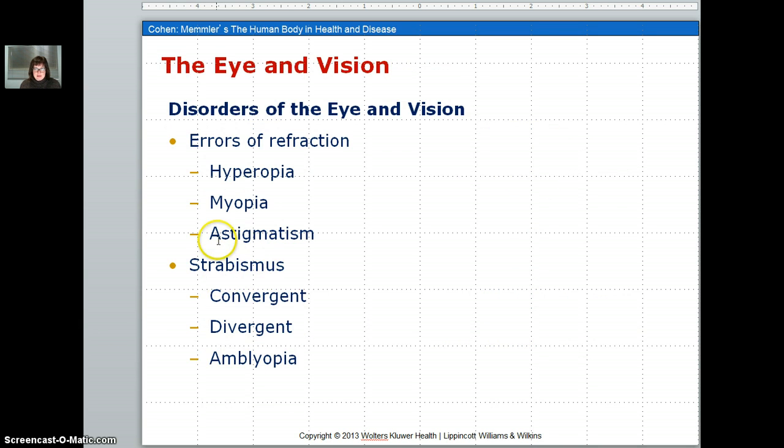Then we talked about astigmatism. We're not going to talk much about convergent, divergent, and amblyopia. Those are just different eye conditions. I'm just mainly focusing on the area of refraction because those are easily corrected, and if you look around, most of us have glasses. Okay? Easily corrected. And that's pretty much all you need to know from the eyeball.